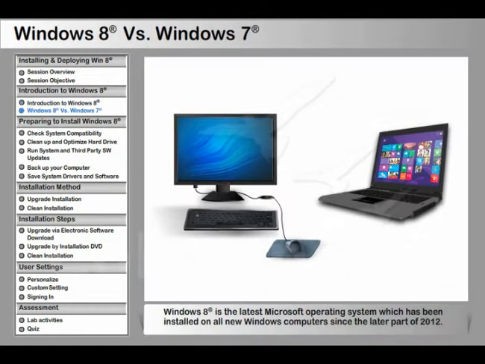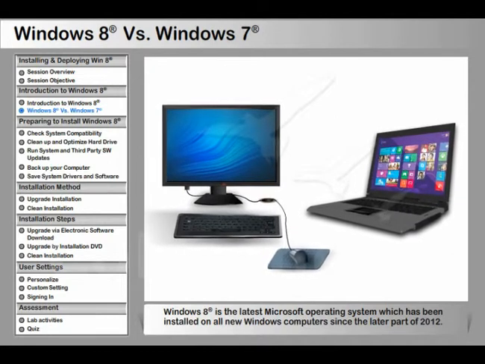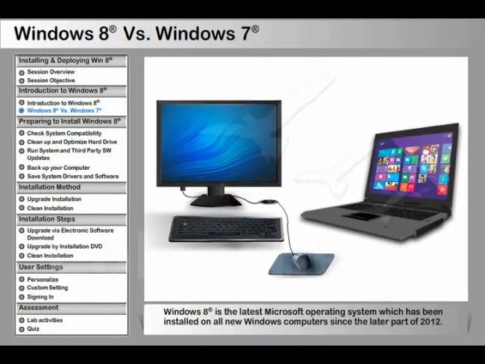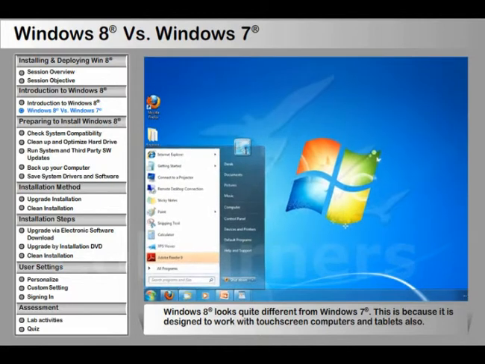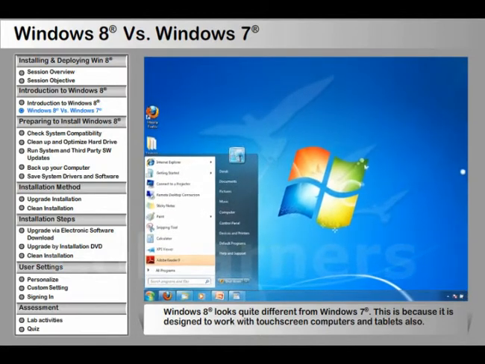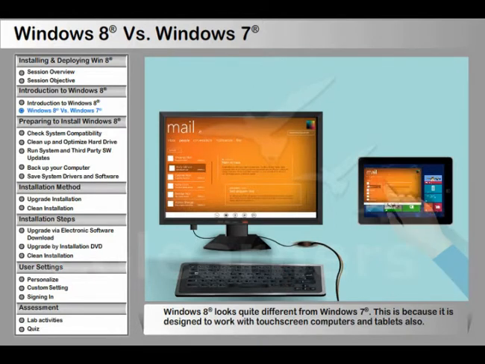Windows 8 versus Windows 7. Windows 8 is the latest Microsoft operating system which has been installed on all new Windows computers since the later part of 2012. Windows 8 looks quite different from Windows 7. This is because it is designed to work with touchscreen computers and tablets also.